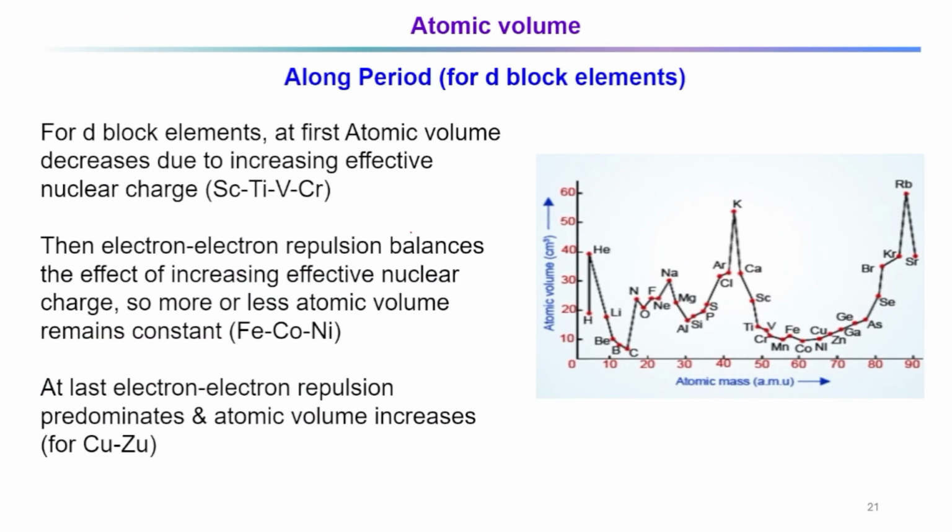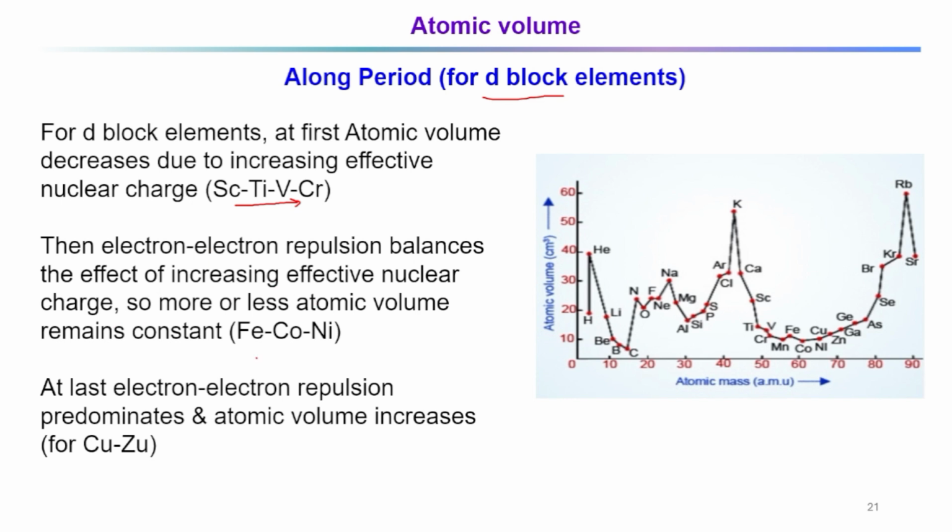Next, see what happens in the case of D block elements. We are now observing along the period for D block elements. For D block elements, at first atomic volume decreases due to increasing effective nuclear charge. The same thing: as we increase the number of protons and electrons from scandium to titanium to vanadium and chromium, the number of protons is increasing. So the electrostatic attraction is increasing, and that's why the size is shrinking and the atomic volume decreases. Then electron-electron repulsion balances the effect of increasing effective nuclear charge, so more or less the atomic volume remains constant.